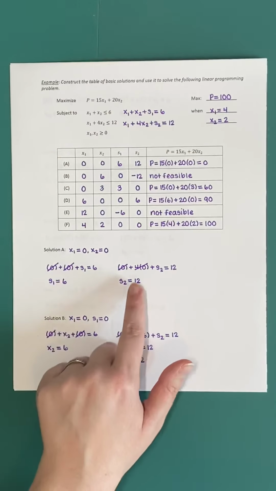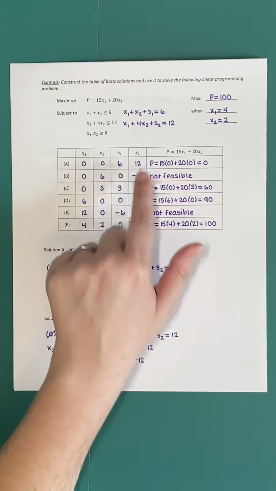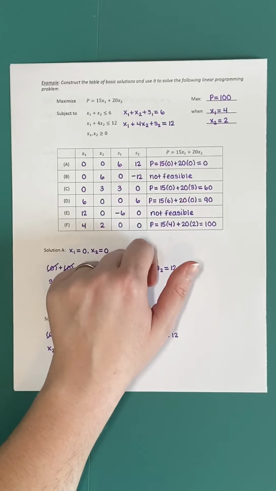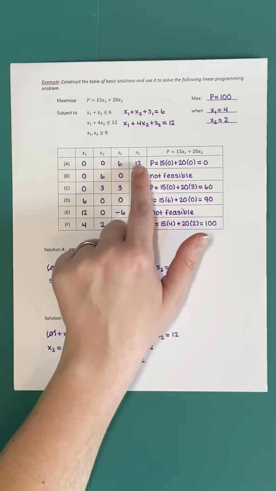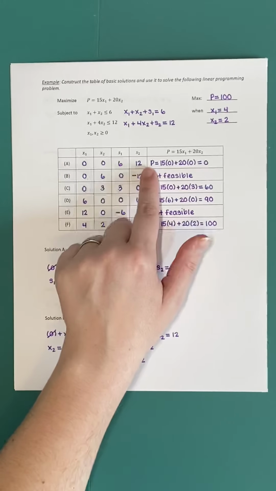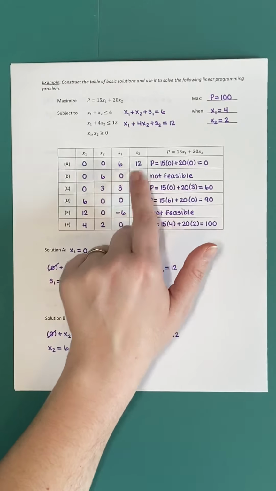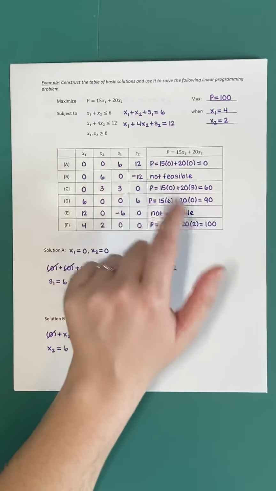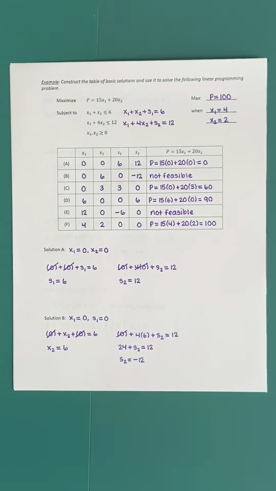So 6 and 12 are going to be the values of the remaining 2 variables based on those assignments of 0. This is going to be a feasible solution because we don't have any negative values. Because all these values are non-negative, this is a feasible solution. So this will be a solution that we'll check once we get down to the maximization part of the problem. Now we need to keep going and we need to do the same thing for each additional combination. So now I'm going to look at B.